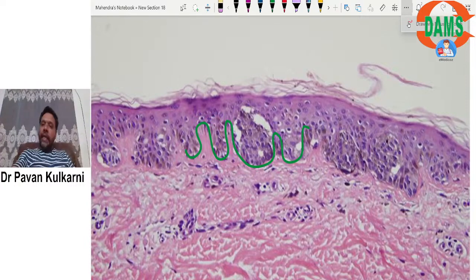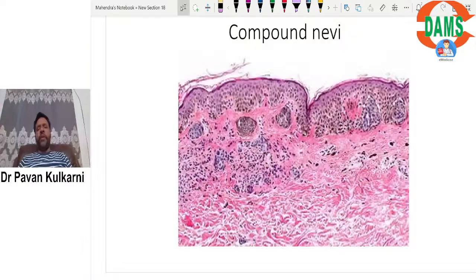Now let us move on to the next image, that is compound nevi. We can see here carefully that the nevus cells are in the epithelium and also in the connective tissue. This you call compound. Compound means if the nevus cells are present in two places, we call it compound nevi.